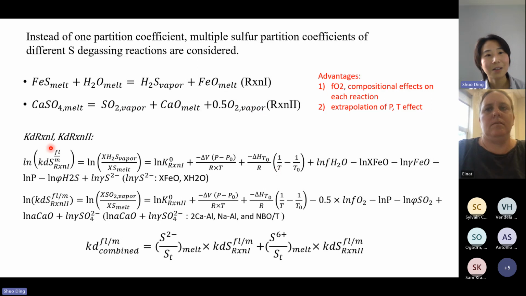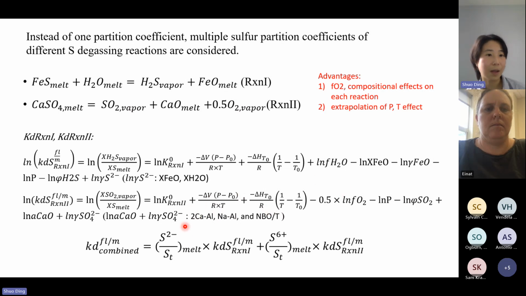So I write out the equilibrium constant, and we can see again that pressure and temperature matter. For reaction 1, water fugacity matters, and iron concentration in the magma matters, and then it's the H2S fugacity and pressure. For reaction 2, there are different factors, because there are different cations combining with sulfate. So we consider different parameters that represent the compositional factors here. Again, you also have pressure, temperature, and oxygen fugacity.